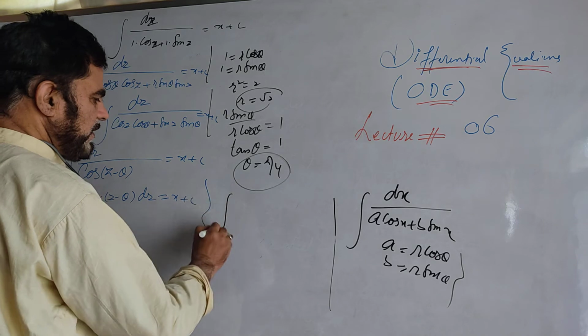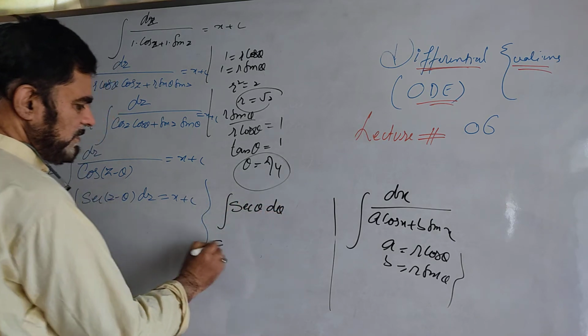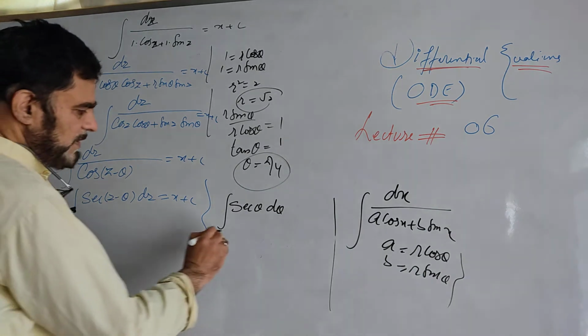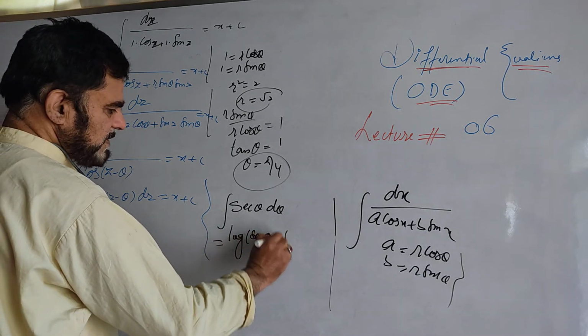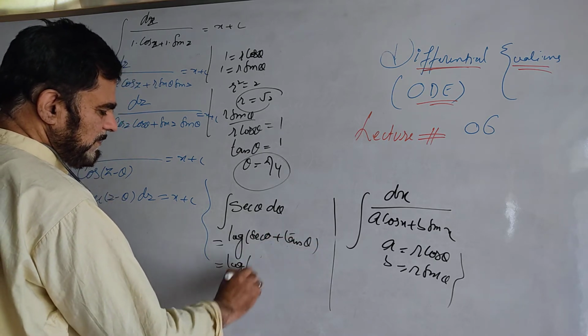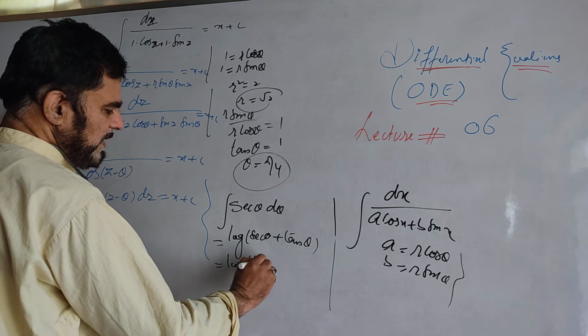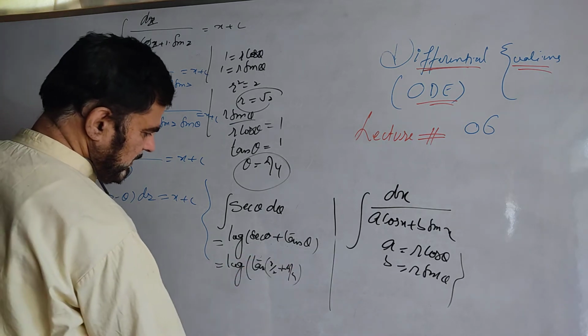Now you have the integral of sec theta d theta. You know what this is? Yes, this is log of sec theta plus tan theta. Or you can write it as log of tan of x by 2 plus pi by 4. In that way also you can do.